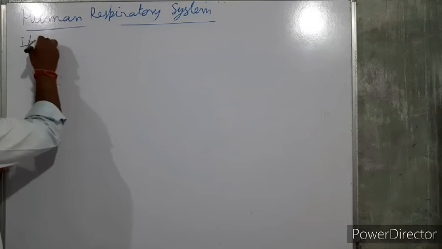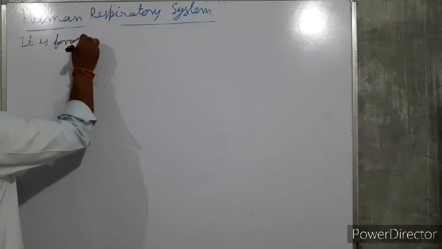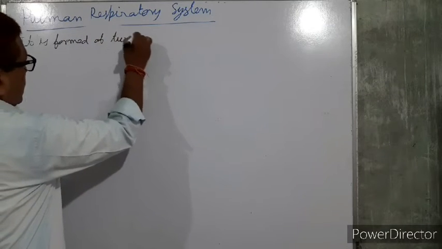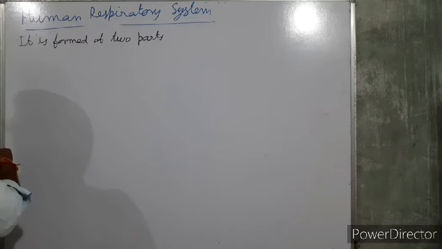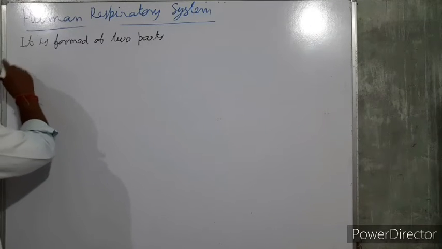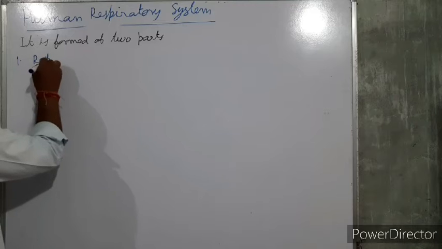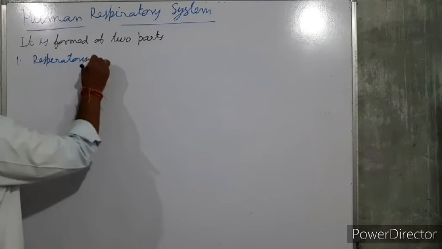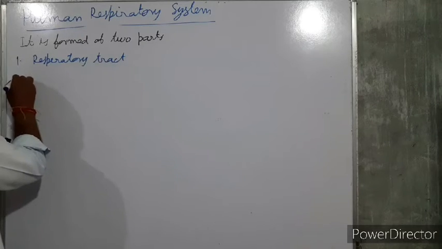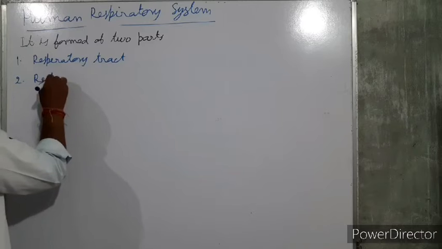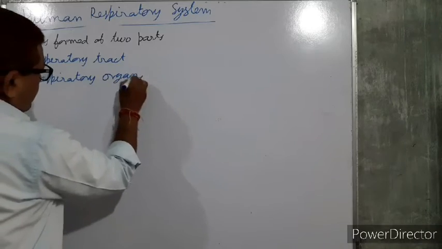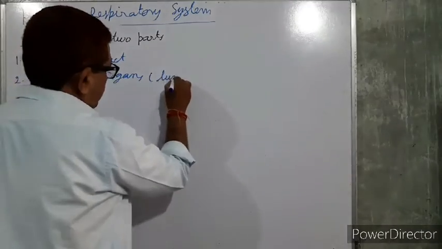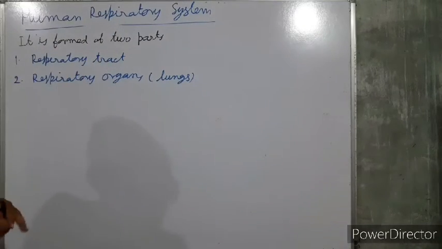It is made up of two parts. Number one is the respiratory tract, and the other is the respiratory organs, that include the lungs. So, the respiratory tract and the respiratory organs.